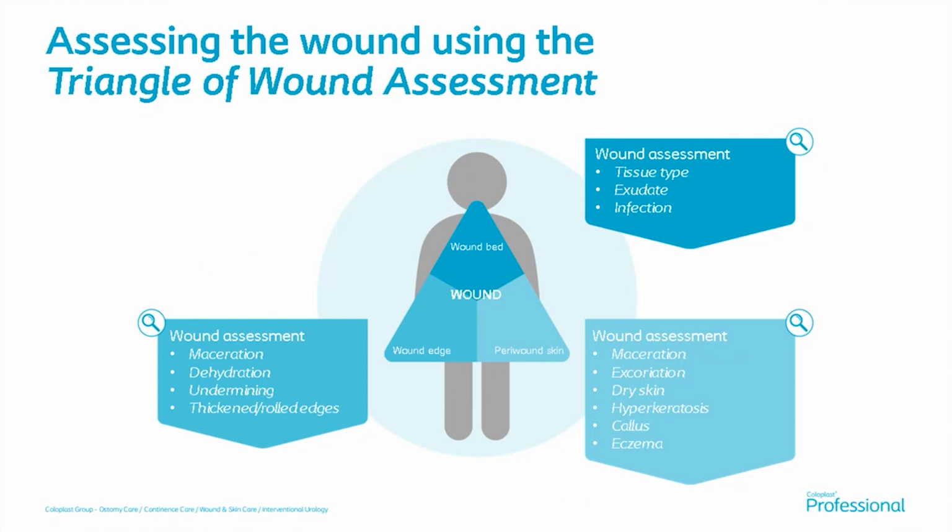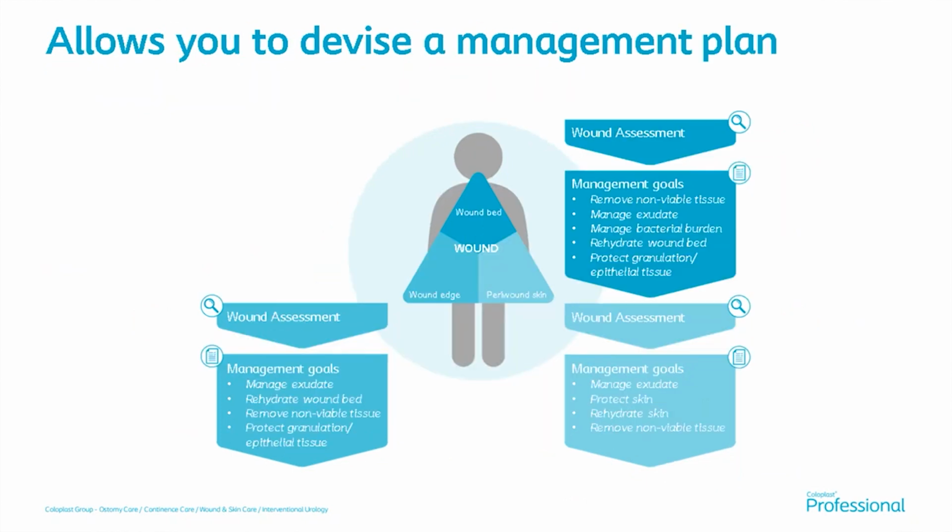Then moving on to the wound edge and looking at what's going on. Is the wound dehydrated? Have we got some undermining or tunnelling? All of these things will help us to build a picture as to what's going on with the wound, why it's got to that stage, and what we can do to help move it on its healing trajectory.